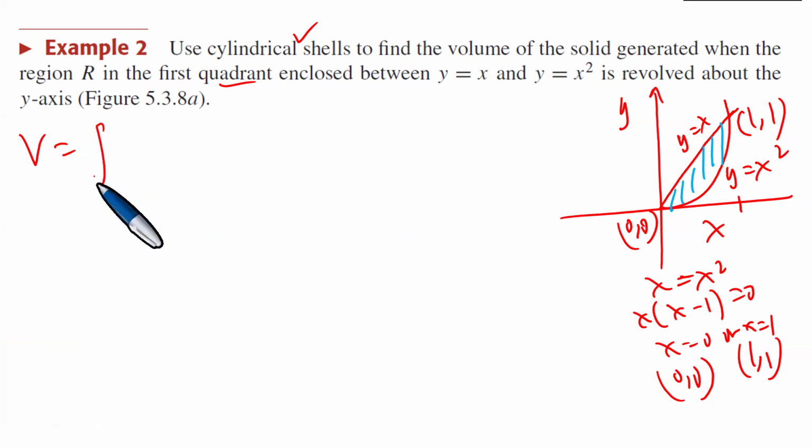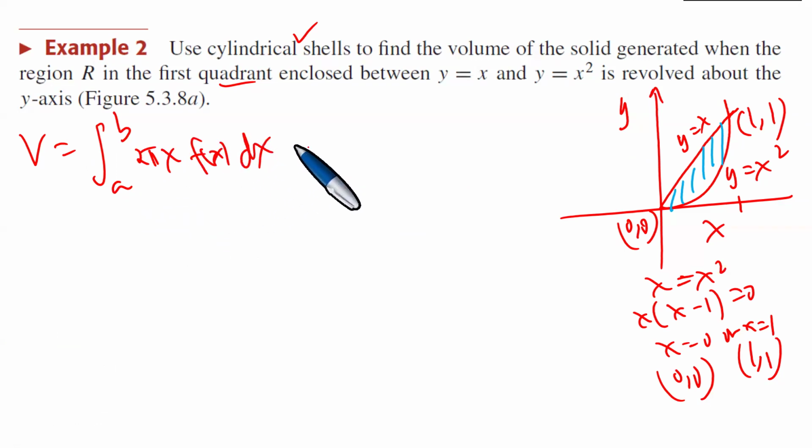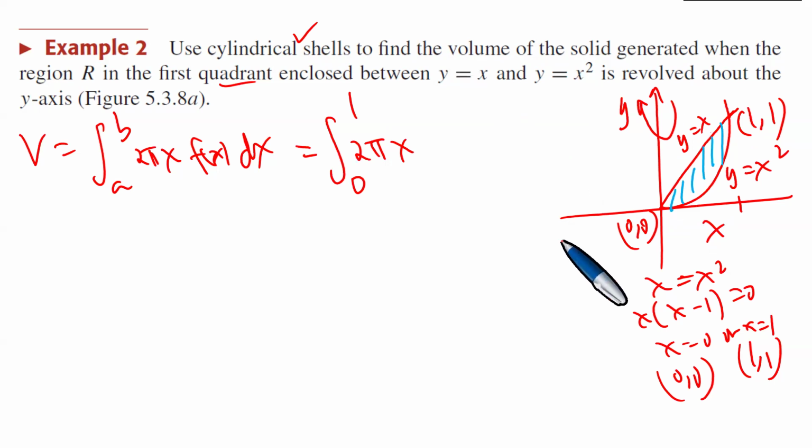Therefore, by cylindrical shells, you integrate from a to b, 2 pi x f of x dx, which you integrate from 0 to 1, then you have exactly 2 pi x. Right, what is f of x? You need to analyze this very carefully. If this is revolved about the y-axis, we're going to use the right minus left rule. What is the right minus left rule?